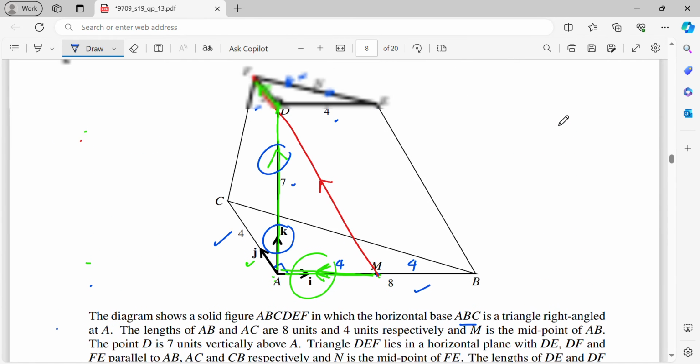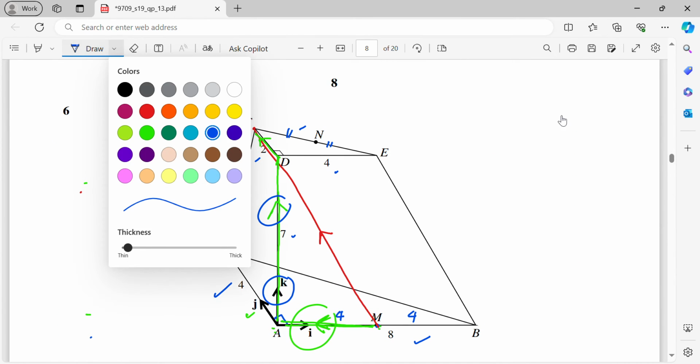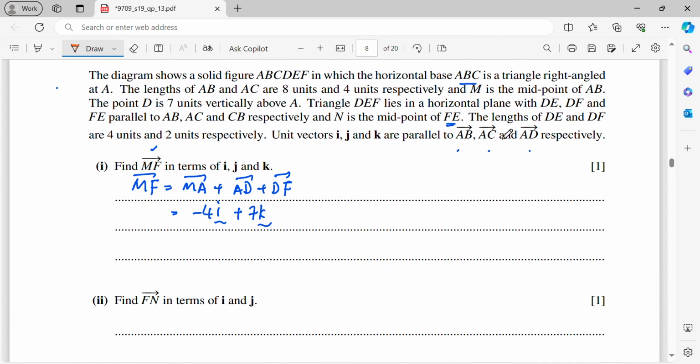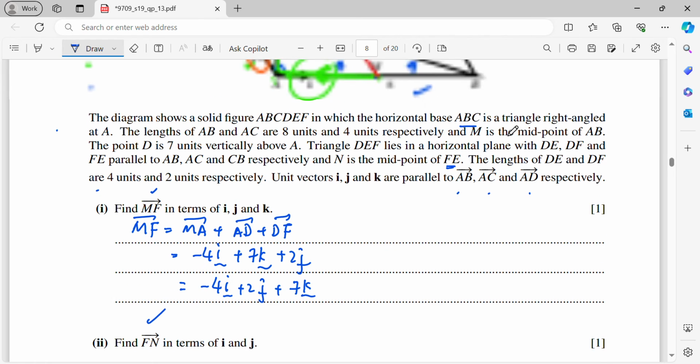Then for the DF, alright, look at here, DF, it is in the same direction of the J, and then the length is 2 units, therefore plus 2J. So now I rearrange, it will be minus 4I plus 2J plus 7K. So there's a vector MF. Now find the vector FN in terms of I and J.